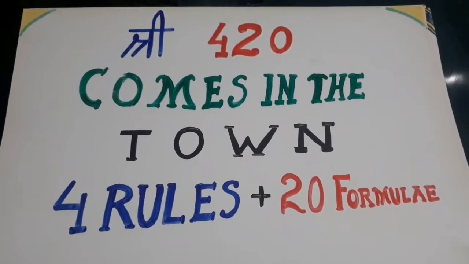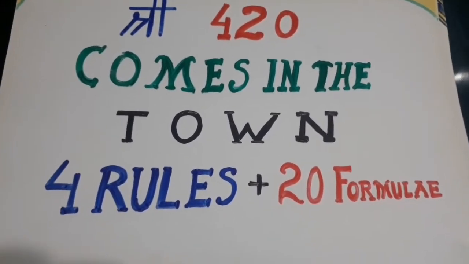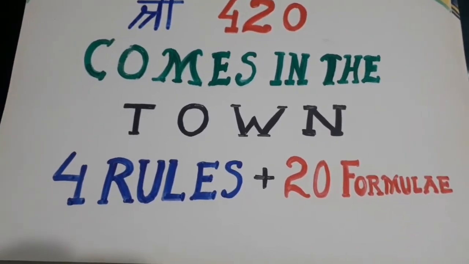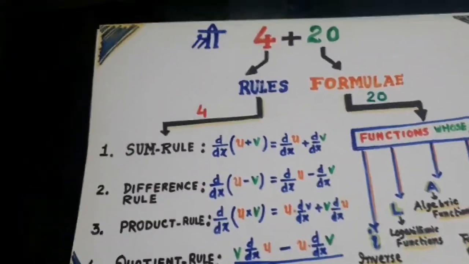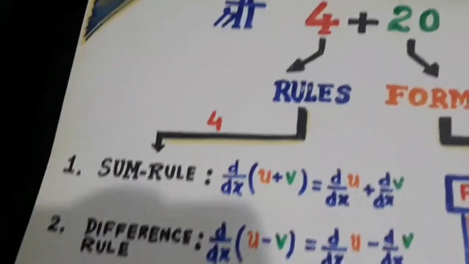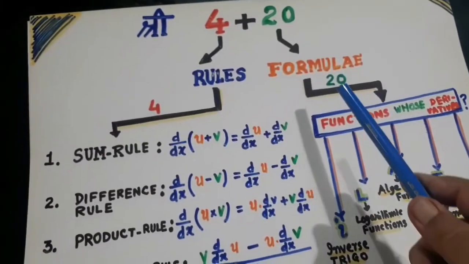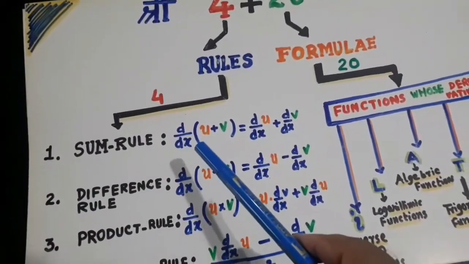अब आपके शहर में आ रहा है श्री 420, 4 रूल्स, 20 formulae. Now I'll be starting with 4 rules. Here are the 4 rules. Look here. And 20 formulae. Number 1, sum rule.